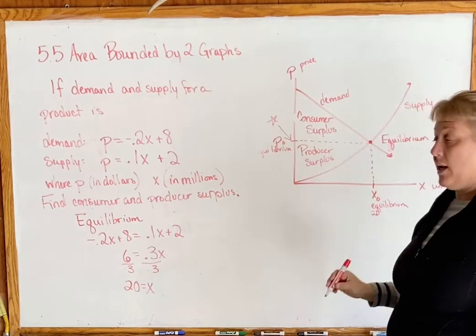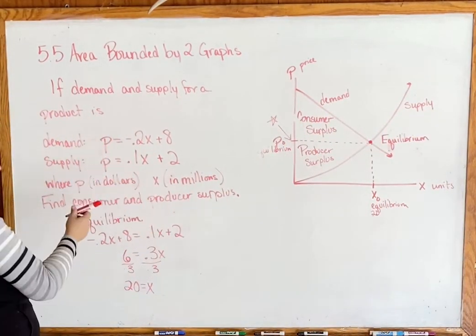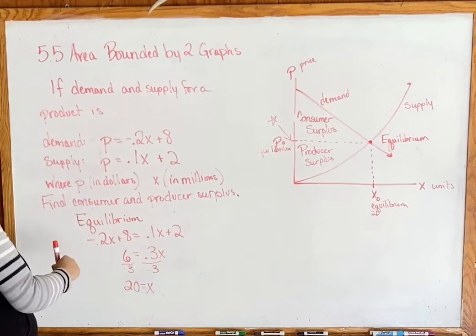So that's this down here, but we need the P over here because that's going to be our lower boundary. So we need to take that 20 and plug it back into either one. Now it's going to work in either one, so we need to take it and plug it into either one.